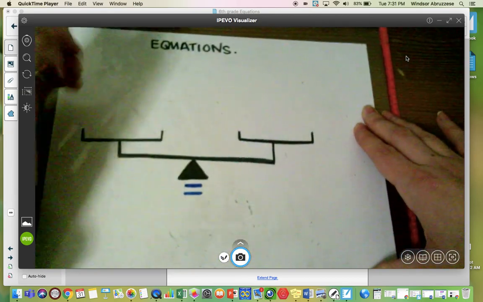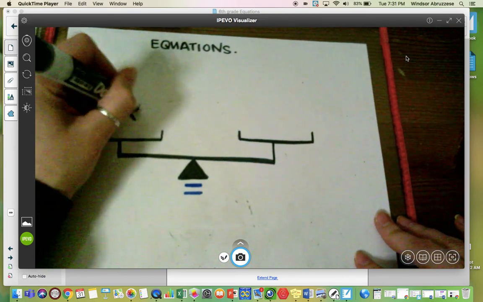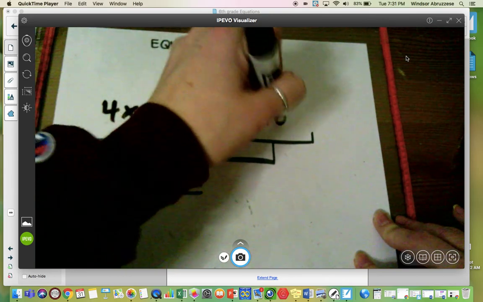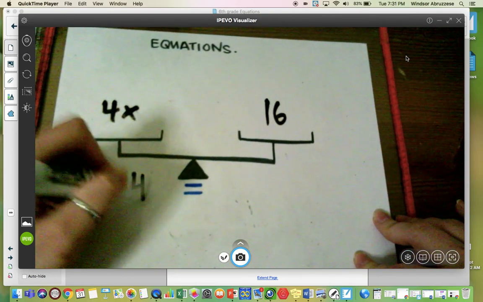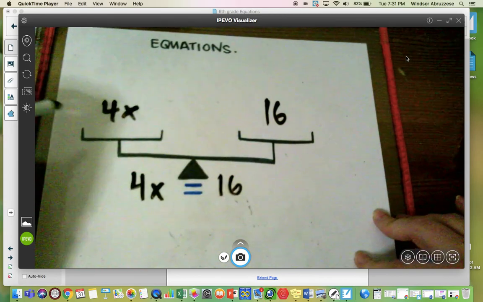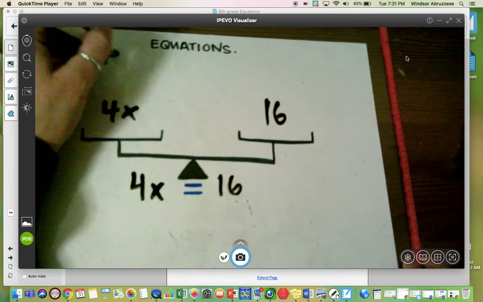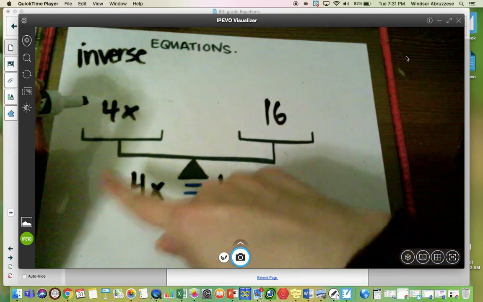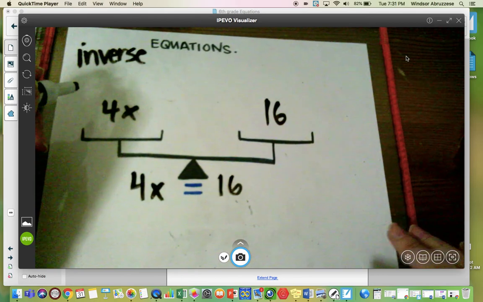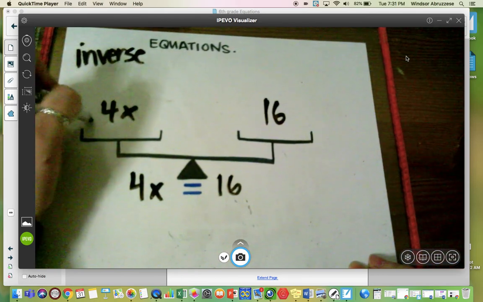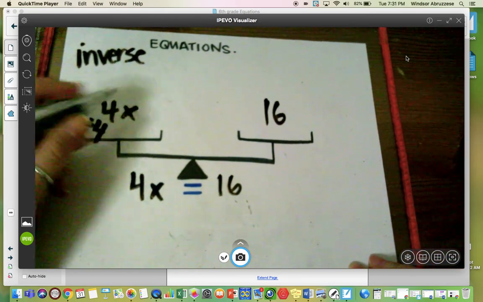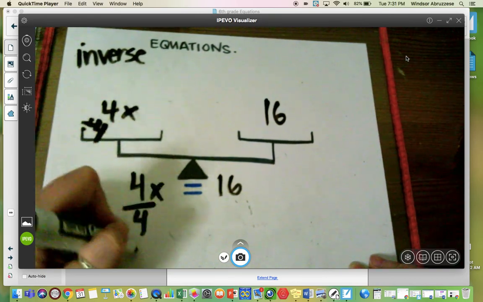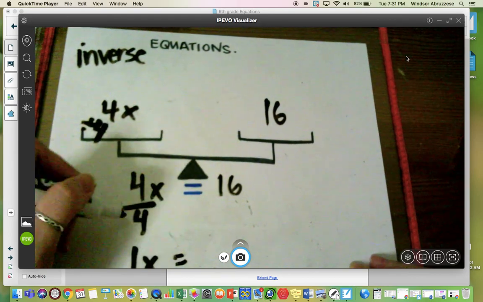Let's try another one. If I have 4x, 4 times x, equals 16. Okay? 4x equals 16. You want to do the inverse operation. Okay, I have 4 x's. 4 times x equals 16. So what is the opposite of multiplication? Divide. I'm going to divide this by 4. Because what's 4 divided by 4? 1x. 4x divided by 4.